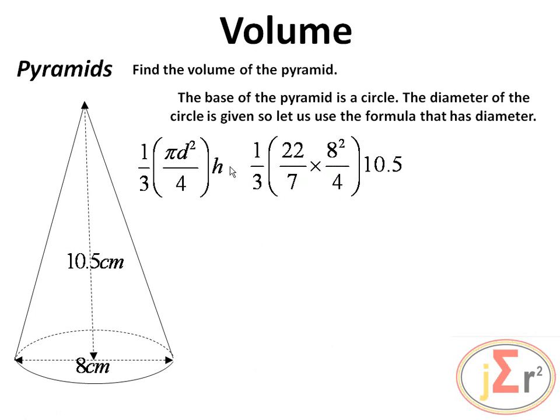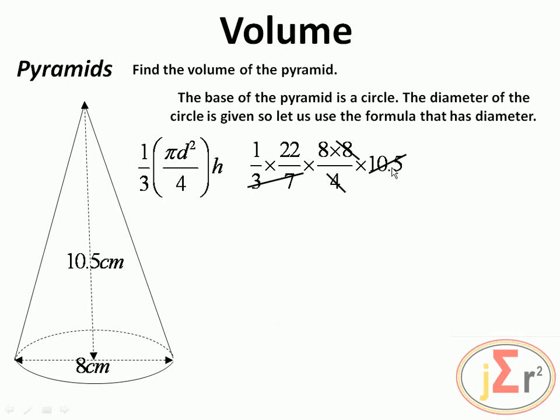And of course, we are substituting the values. 1/3 pi is 22/7, d is 8, so 8 squared, and of course over 4 goes right there. The height of the pyramid is 10.5 centimeters, goes right there. And of course we're going to write that more manageable, so we can simplify quite easily. 4 into 8, and of course this 3 times 7 is 21, and 21 will cancel with 10.5.